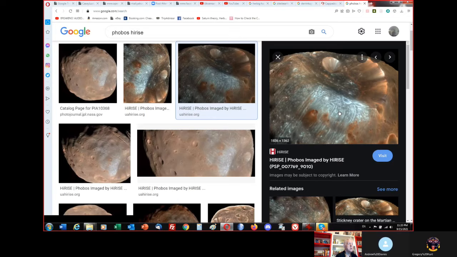Anyway, that's a crazy picture, isn't it? That picture of Phobos. You're seeing metallic streaks. Absolutely. It does look very intricate.